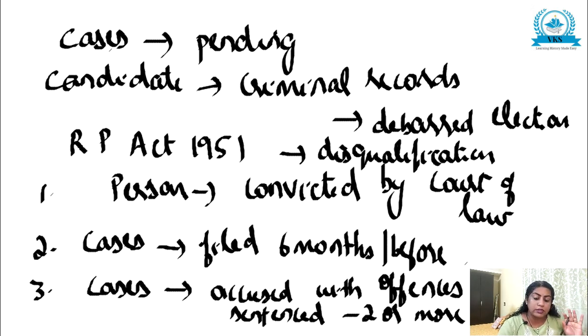So the first disqualification is when a person is convicted by the court of law. Second, cases filed 6 months before the election would also lead to disqualification. Third, in cases in which the candidate has been accused with offences and is sentenced for 2 or more years, they also will be disqualified from contesting the election.